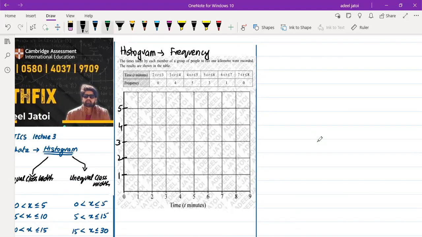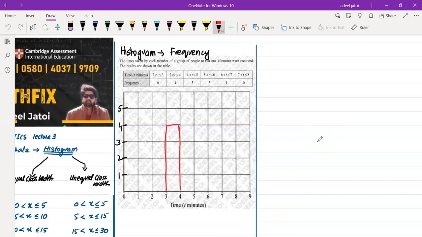Now note that your 2 to 3 is 0. So obviously, if 2 to 3 is 0, we should not be drawing anything here. But your 3 to 4 frequency is 4. So if we draw our frequency here from 3 to 4, that goes up till 4. Use proper scale and pencil on this. This will be 3 to 4, the bar will be made. But obviously, it's a histogram, so your bars will be combined.